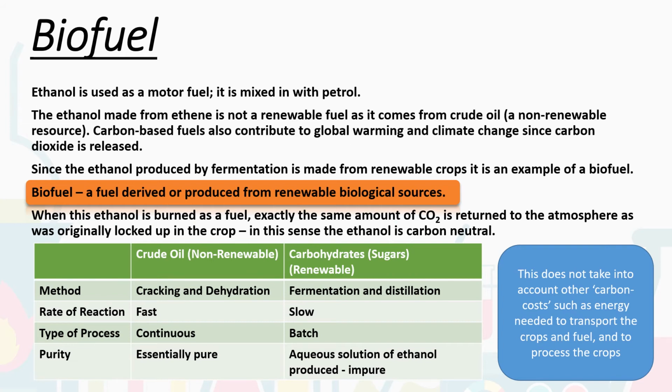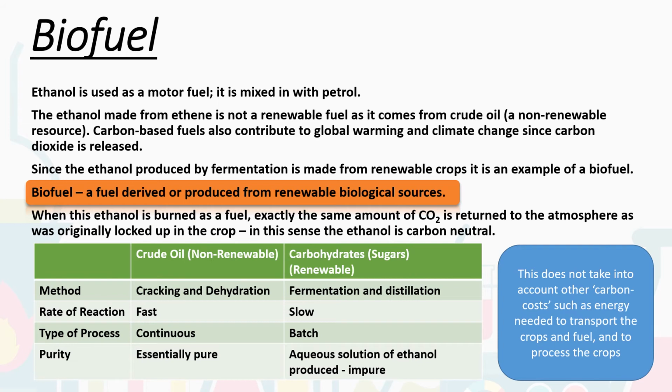Now, the crude oil, as we said, the non-renewable resource, how do we get the ethene from the crude oil? Well, we crack it and we dehydrate. Sometimes we dehydrate to get down to the ethene. The rate of reaction, though, is very quick, and it can be done through a continuous process, and the purity of it is essentially pure.